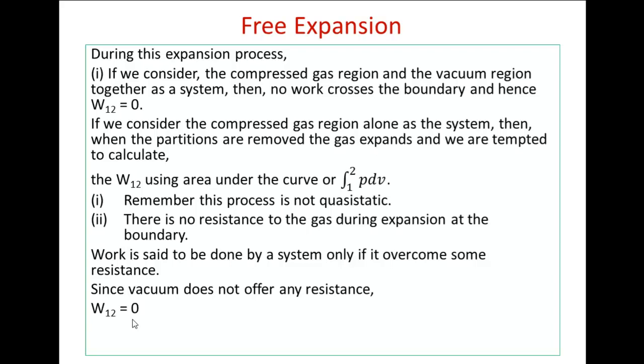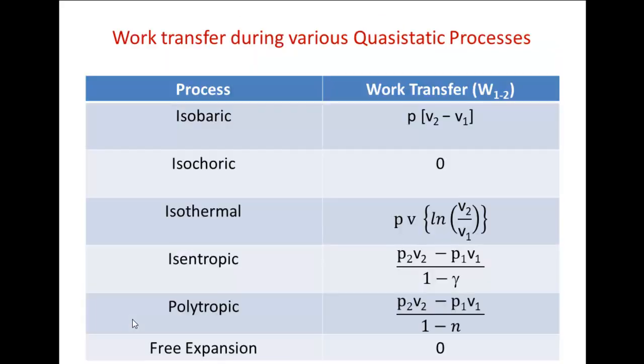So now let us consolidate the list of processes we have discussed and write the expression for the work transfer. If it is an isobaric process, a constant pressure process, then the work transfer is P into V2 minus V1. For a constant volume process, that is an isochoric process, work transfer is 0, because there is no change in volume. For an isothermal process, work transfer is P1 V1 ln of V2 by V1, or P2 V2 ln of V2 by V1. For an isentropic process, it is P1 V1 minus P2 V2 divided by gamma minus 1, or P2 V2 minus P1 V1 divided by 1 minus gamma.